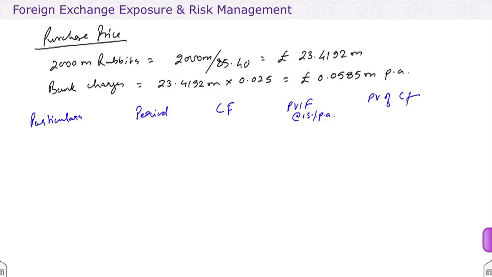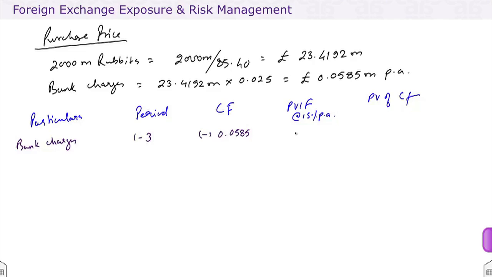Okay, so this is how we would go about addressing this. Let's try and take the first particular, say bank charges. So bank charges is from 1 to 3 years, is per year. So for 1 to 3 years, it's a fixed sum, an outflow of 0.0585 million. The figures are in million. Okay, so let's try and keep it like that.